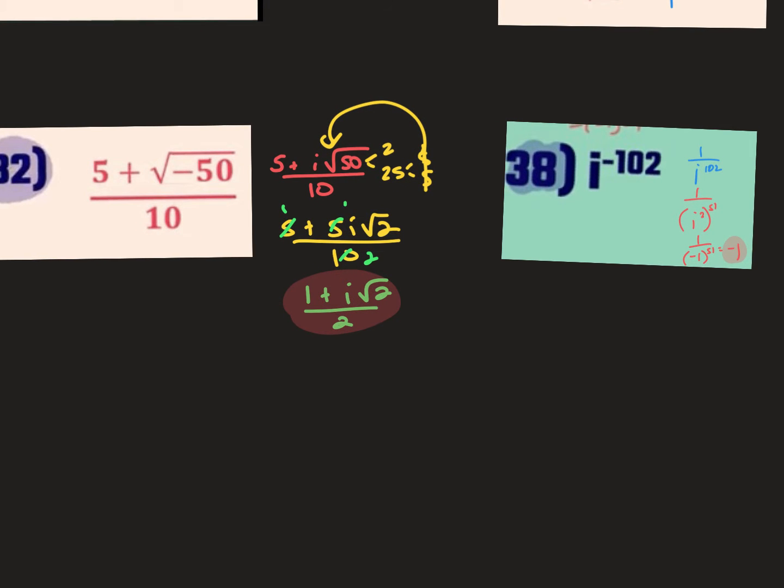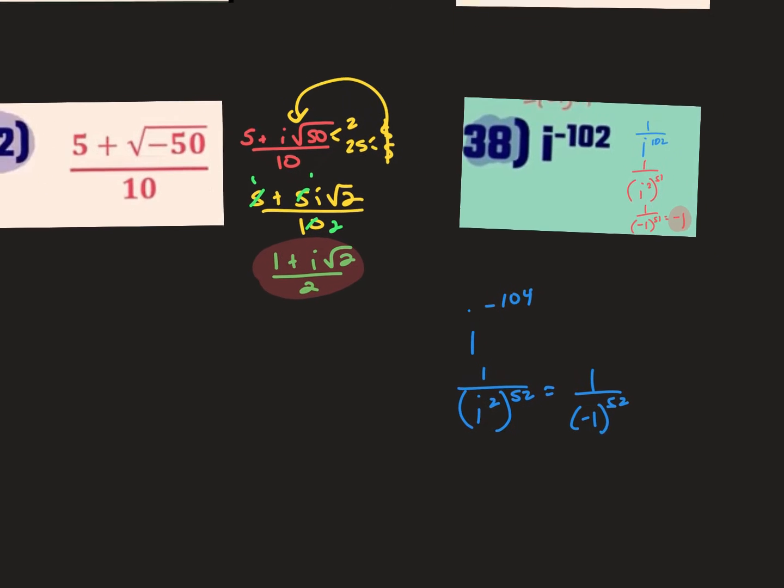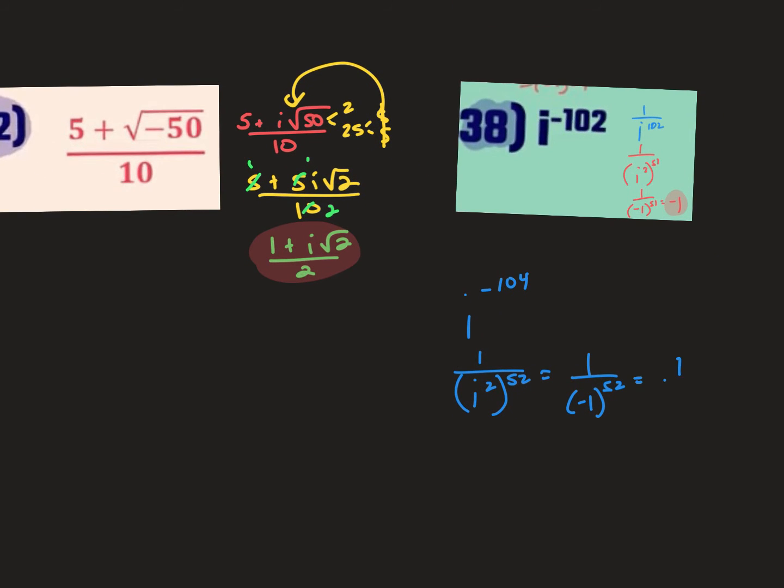Are those always going to be negative 1? No, if there's an even amount when you cut it in half, now it's positive 1. So even is positive, once you cut it in half. So like if it's i to the negative 104, that's 1 over i squared raised to the 52nd, right? Which becomes 1 over negative 1 raised to the 52nd. That's an even number of negatives, which means it goes back positive.